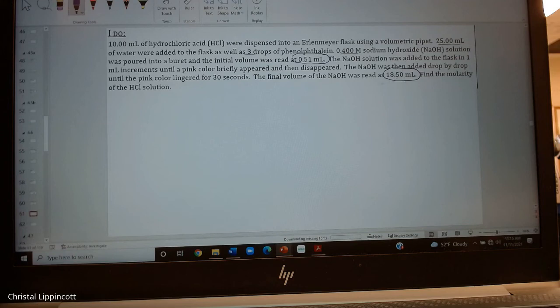So by subtracting these values, that's going to tell me how much NaOH I ended up using. You can probably do that in your head. 17.99 mL of NaOH were used. And if I multiply that times my molarity, that's going to give me my moles of NaOH.